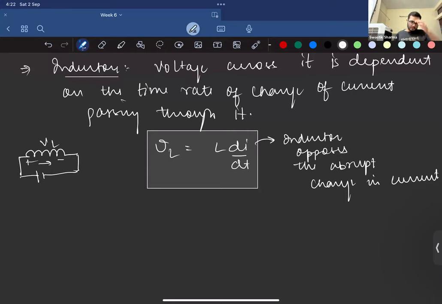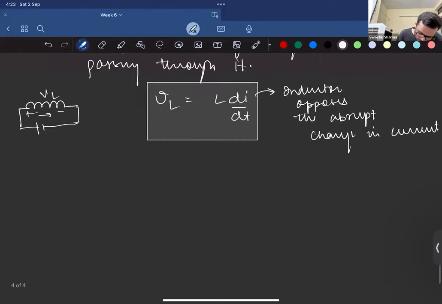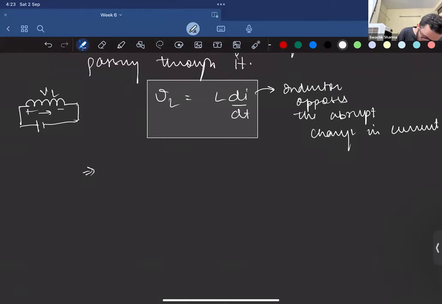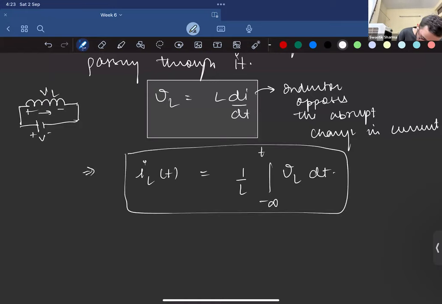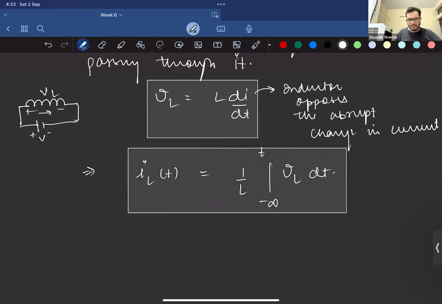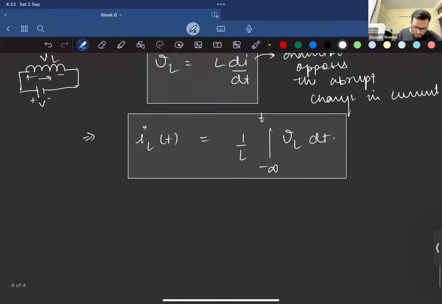Okay, let's discuss. VL is given by L di by dt. Now for the same circuit, how is inductor current given? It's given by 1 upon L, integral from minus infinity to t of VL dt. So like a capacitor, an inductor also has memory property, right?